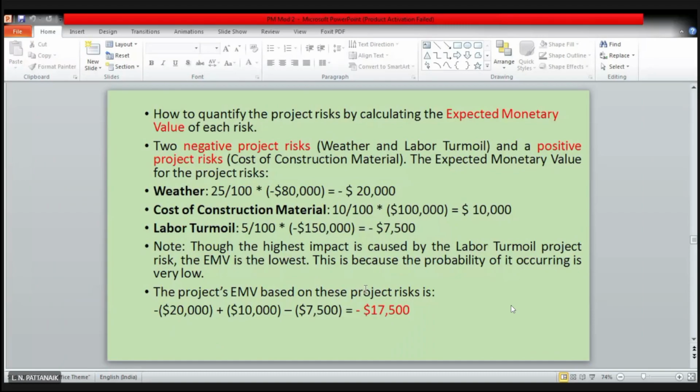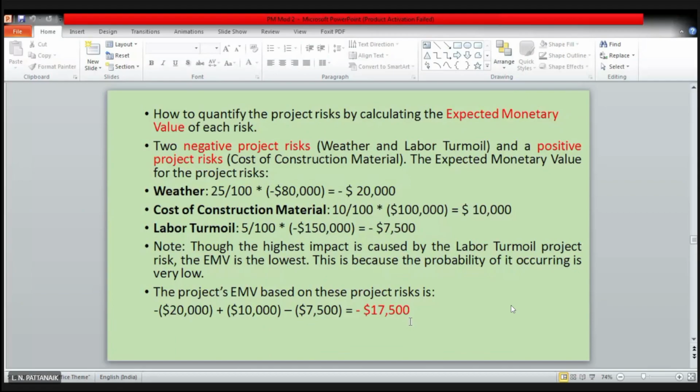But the EMV is the lowest because of the lowest probability. So the total project EMV, based on all these project risks, you can add up, and you find that it is still negative. Minus $17,500 is the risk that this project may have to face in the near future.